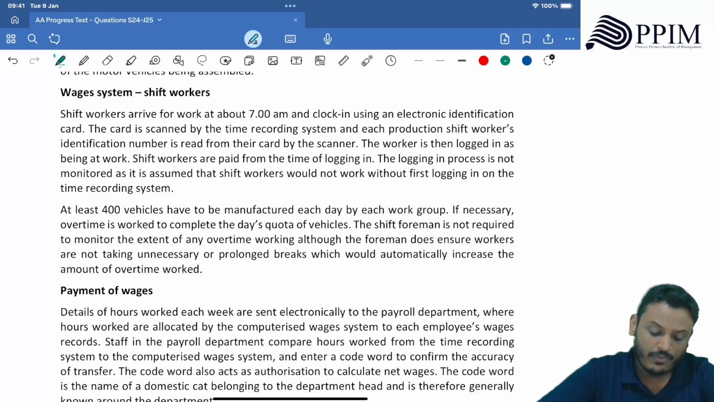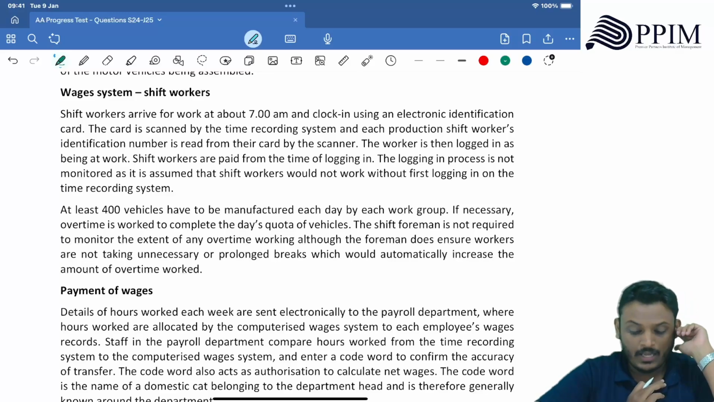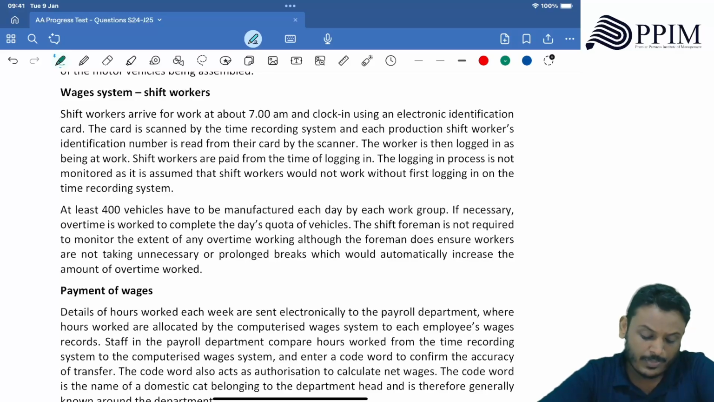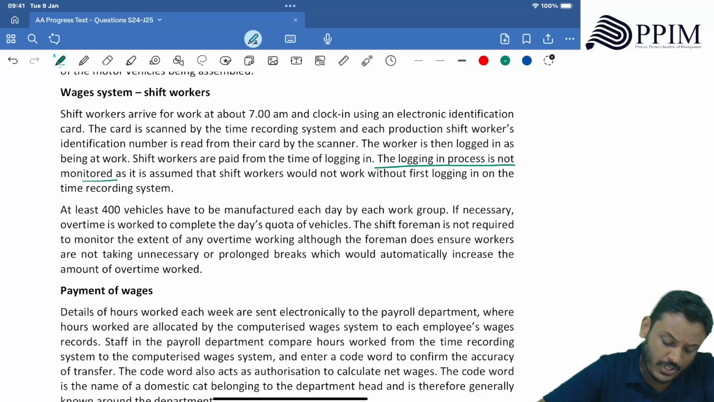Shift workers arrive for work about 7 a.m. and clock in using an electronic identification card. The card is scanned by the time recording system, and each production shift worker's identification number is read from their card by the scanner. The worker is logged in as being at work. Shift workers are paid from the time of login. The login process is not monitored. This is the control deficiency.